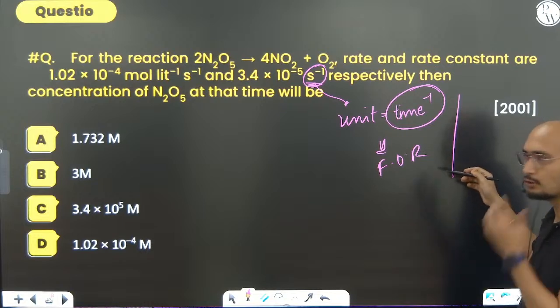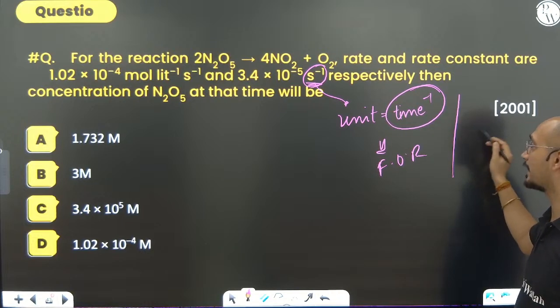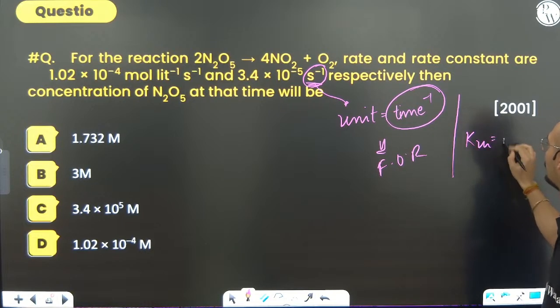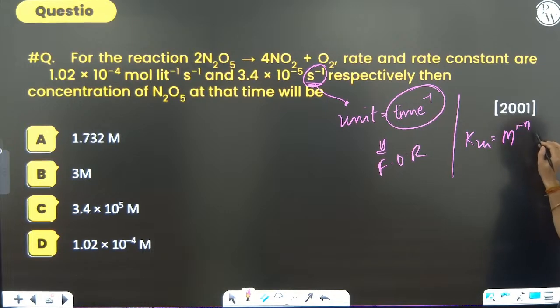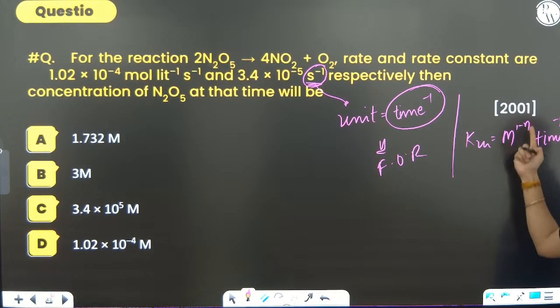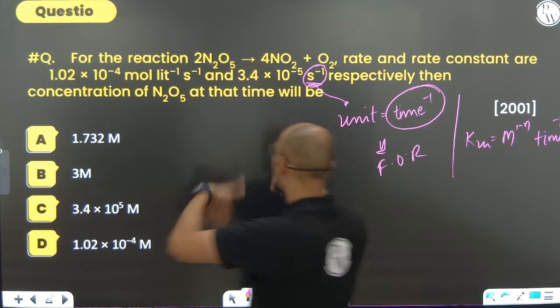Yes. Why so? Because we know that the unit of k is molar power 1 minus n per time. For a first order reaction n equals 1, so 1 minus 1 is 0. Molar will not depend at all, it will only depend on time. I hope you can see that. So therefore, what is it?